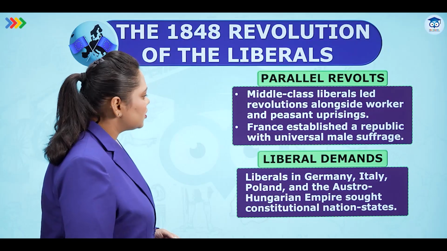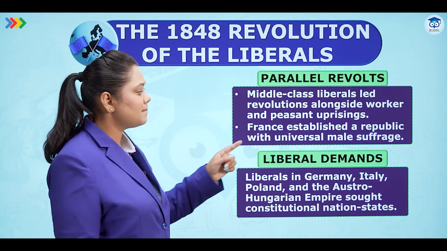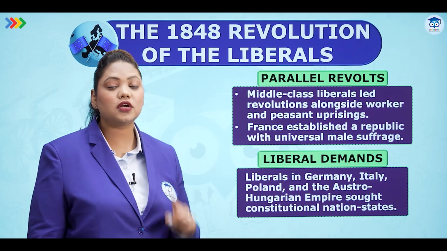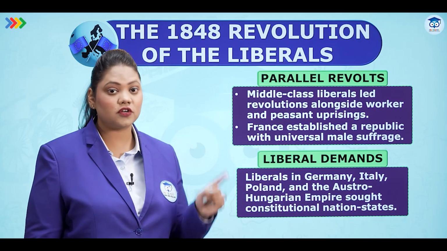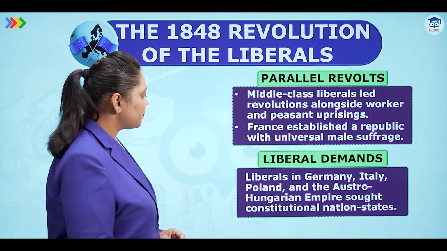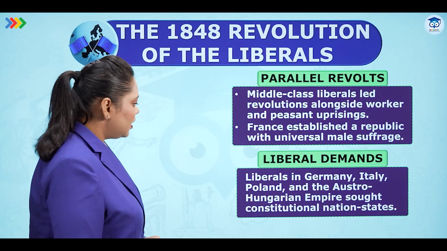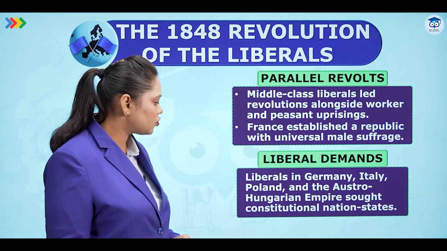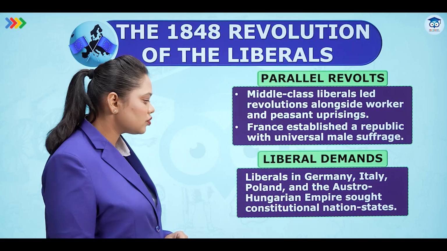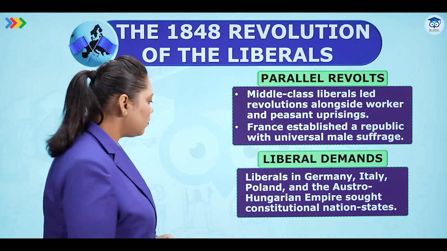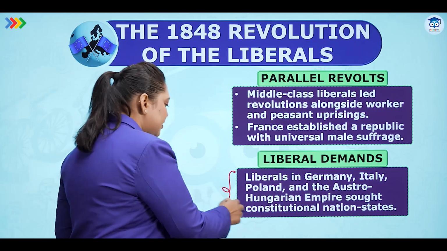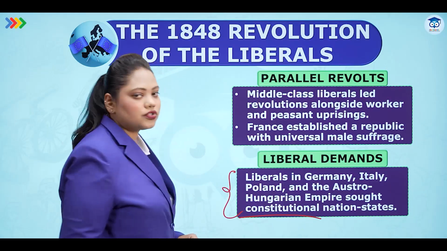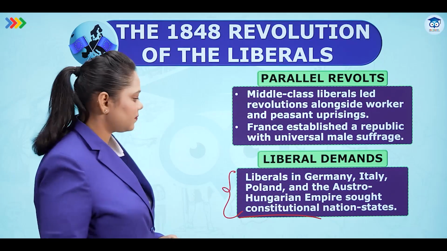France established a republic with universal male suffrage. They did not give adult suffrage. They did not give women any voting rights. What were the demands? Liberals in Germany, Italy, Poland and the Austro-Hungarian Empire sought constitutional nation states. They all were empires under monarchs and now they wanted a constitutional national state.